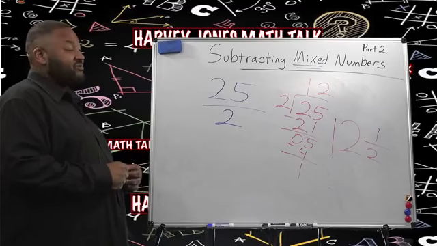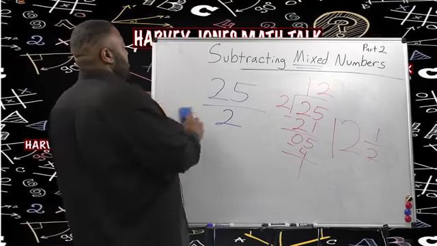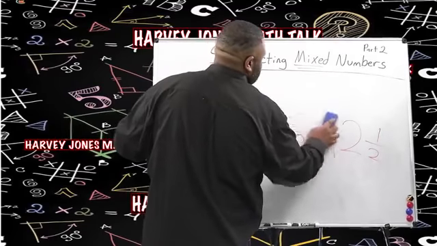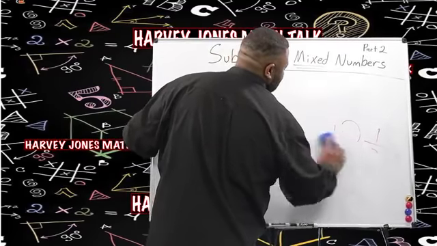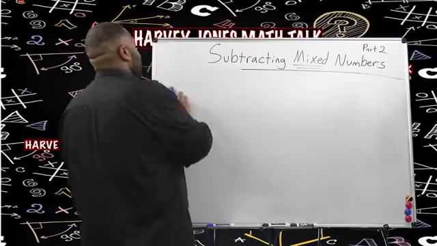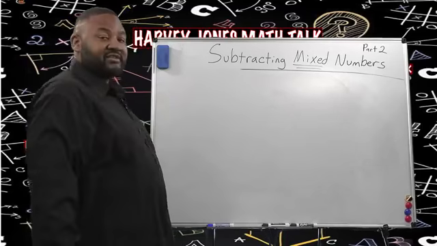Not trying to trick you, just trying to show you. All right, one more, and then we're going to take the next step. Questions or concerns? All we're doing is going from a mixed number to an improper fraction, and an improper fraction going back to a mixed number. That's all I'm showing you tonight so far.